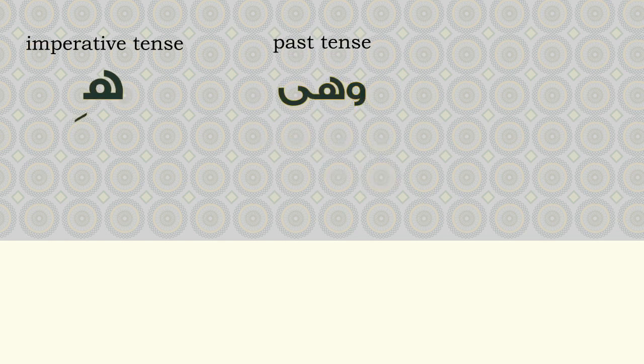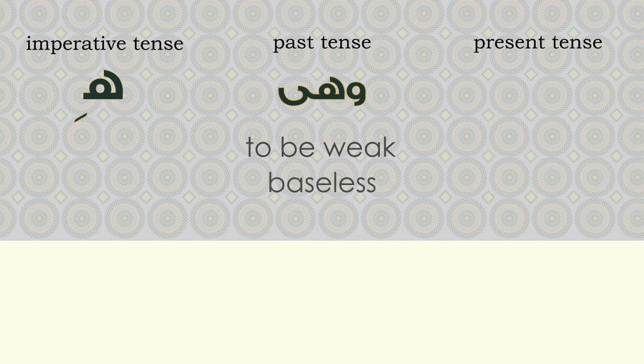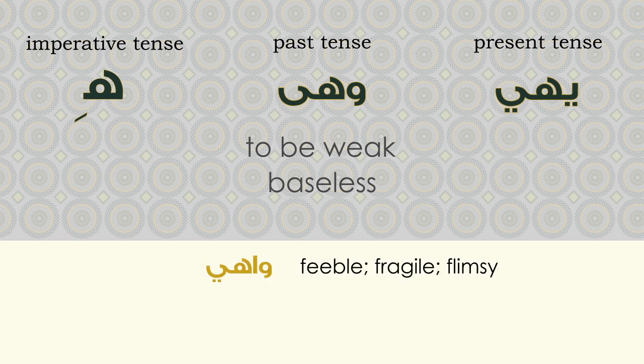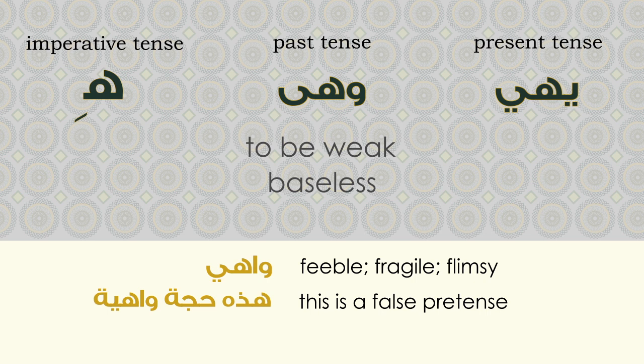Twelfth, hi. The past tense is waha, meaning to be weak, baseless. The present tense is yahi. The adjective is wahi. It means feeble, fragile, flimsy. You'd hear people say, هذه حجة واهية. This is a false pretense.